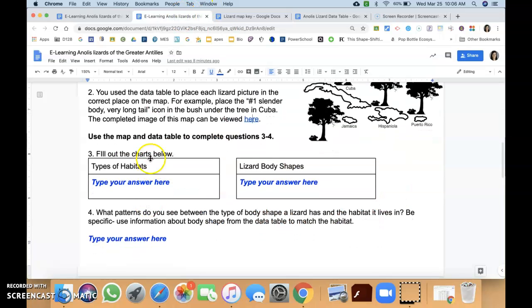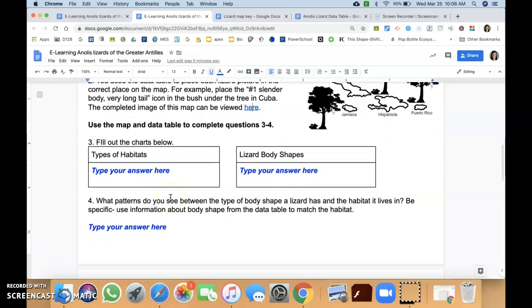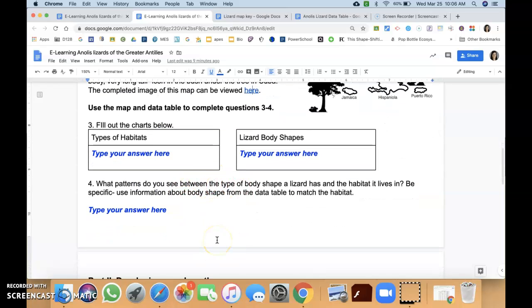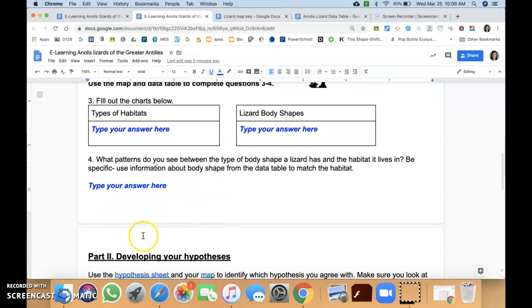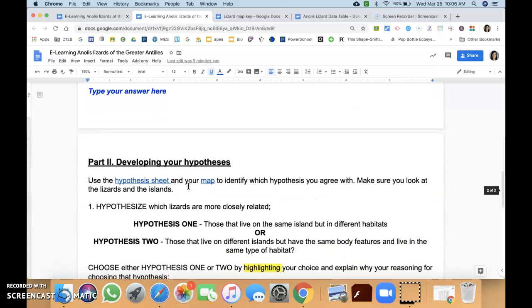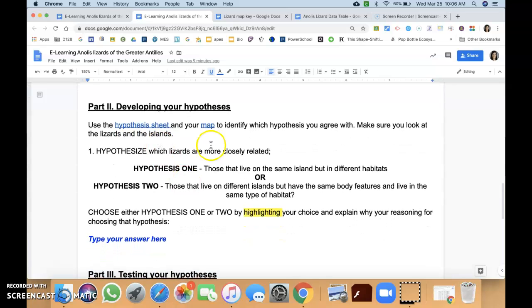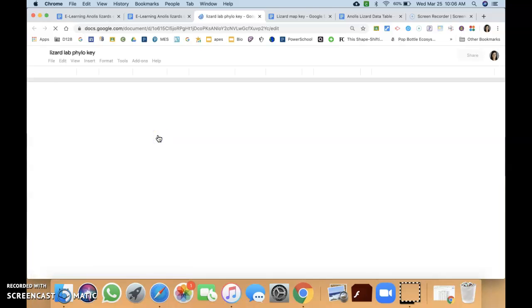Okay, so you're going to fill out some of the habitats that are described in the charts and on the map, some of the lizard body shapes that you see depicted in the map or in the data table, and patterns that you see maybe on each island, or maybe all of the same lizards with the same body type happen to be found in the same location of the trees, whatever, but we need some of that information in here. The next thing that you're going to do is decide between two hypotheses. You can click on that sheet. You can use your map again to help you with this.